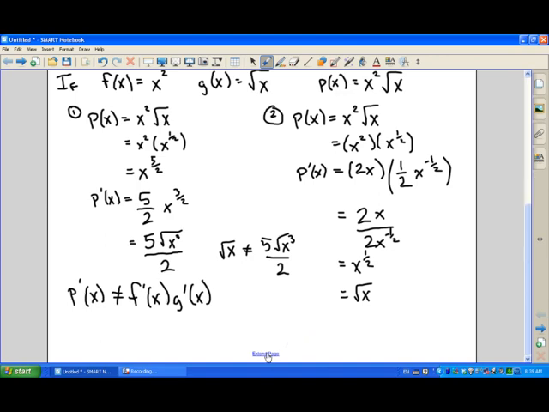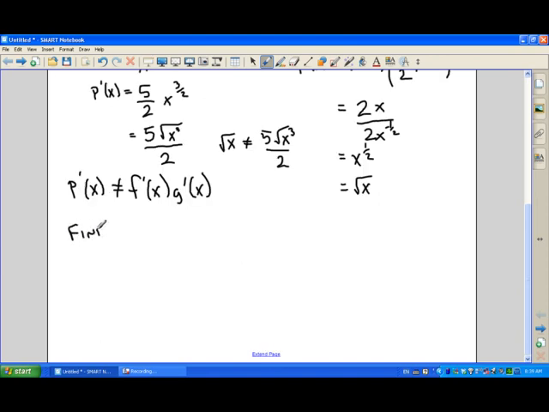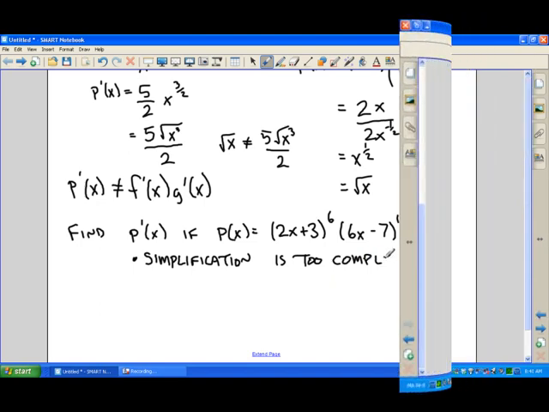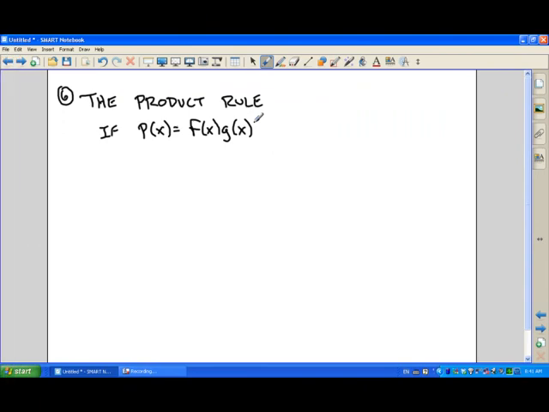And so if I give you a question like, find the derivative if the function is equal to something more complicated like 2x plus 3 to the power of 6 times 6x minus 7 to the power of 12, to simplify first would be too complicated. It would take us too long. So we want something a little bit quicker. That simpler rule that we're looking for is called the product rule.